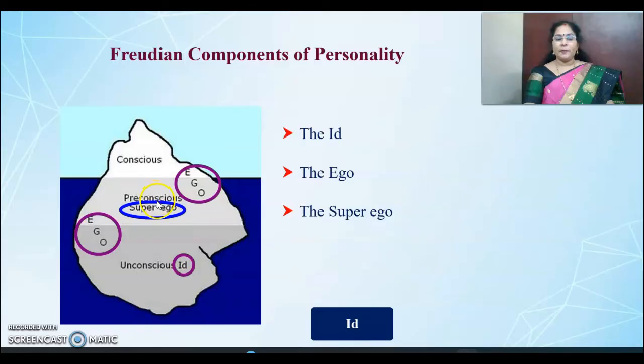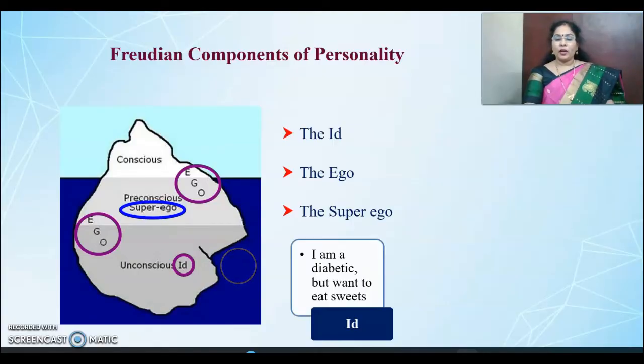Let me give you an example. Id is the animal behavior. A person who involves himself in a self-seeking, pleasure-seeking behavior is what is called id behavior. See, for an example, even though you are a diabetic person, if you want to eat chocolates or sweets, that is id behavior. You don't mind about your family, you don't mind about your children, you just want to satisfy your pleasure. That is id behavior.